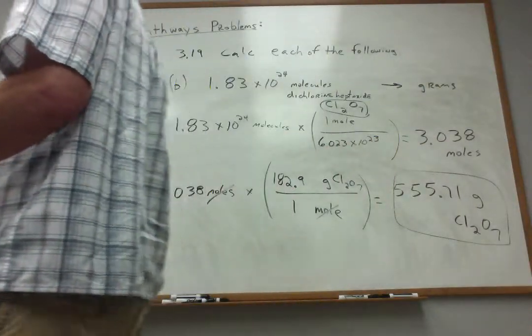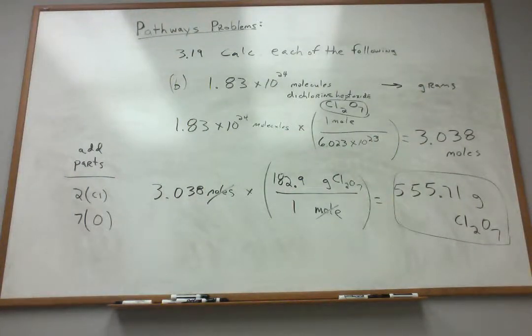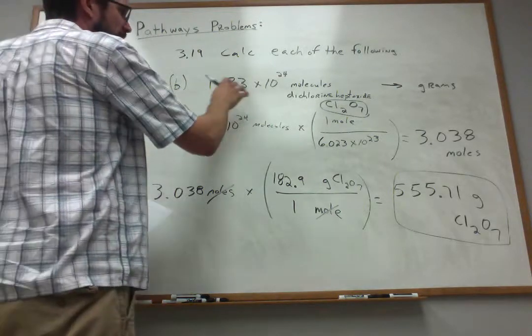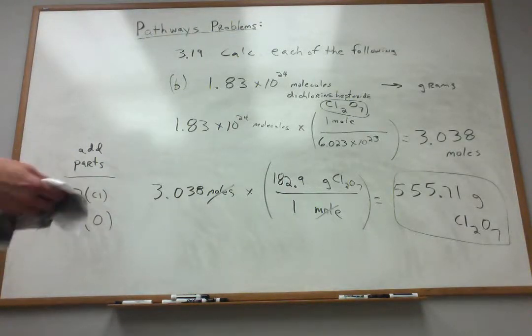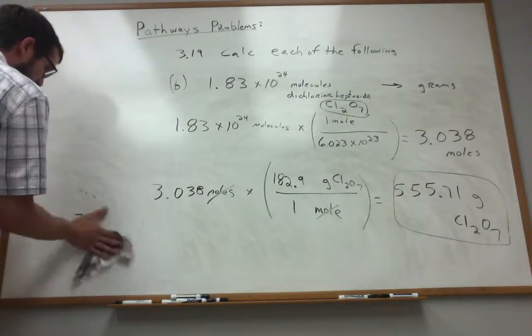Of the dichlorine heptoxide. That's how many grams is present in a 1.83 times 10 to the 24th molecule sample. Simple as that. But again, you really need to know how to write the chemical formula from name. Otherwise, you'll be stuck.